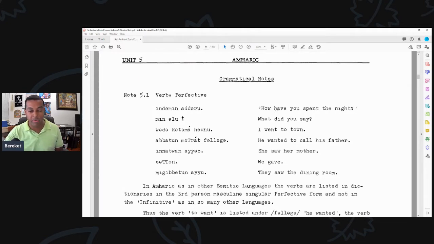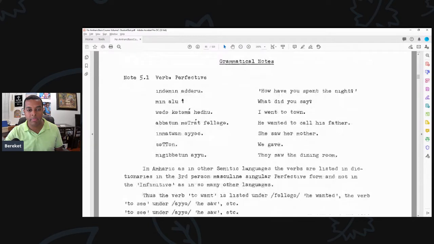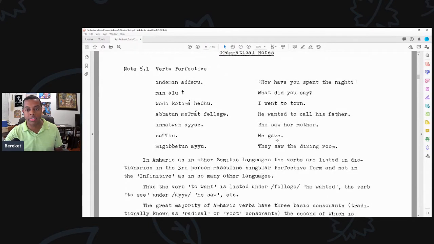It's an anchor form too, not just in Amharic but in other Semitic languages. It's usually what's used as the dictionary entry form, and it's also the base form that we use to build out other forms. So rather than using the infinitive as we do in other languages, it's the third person masculine singular that's used in particular in those dictionary forms.